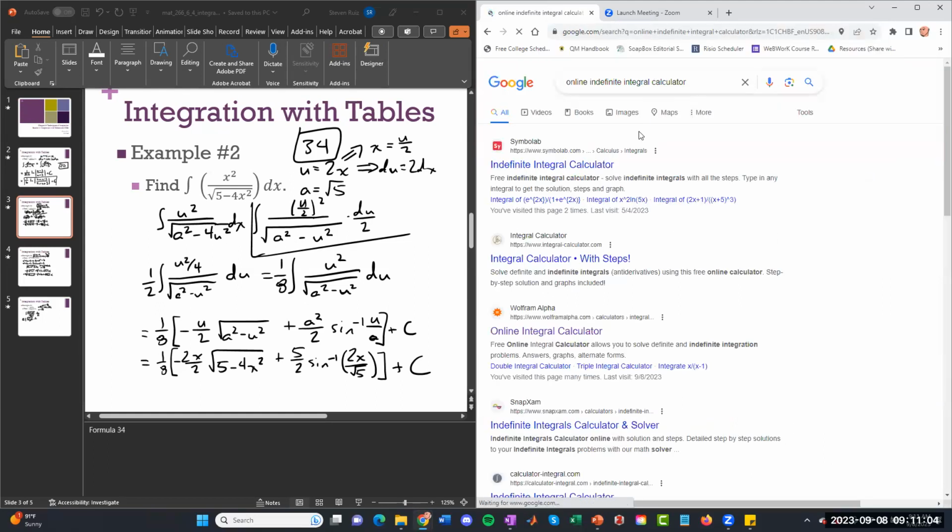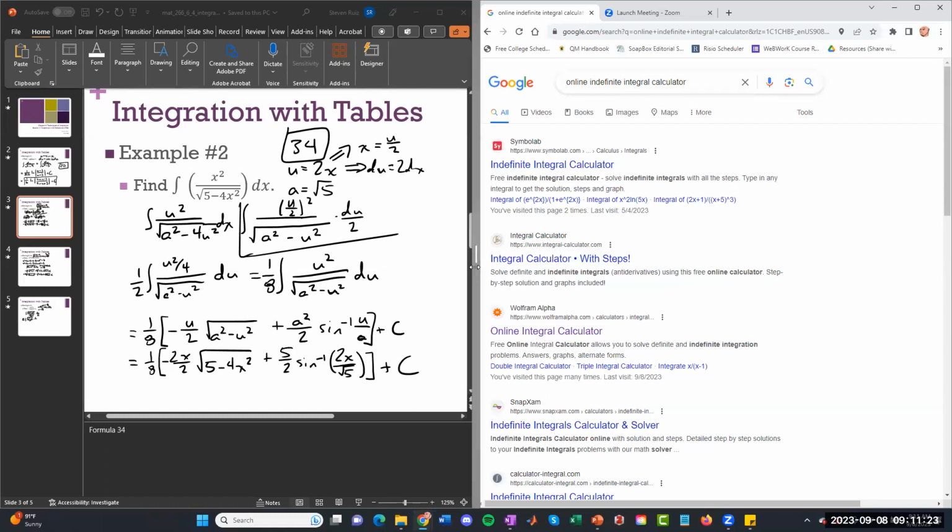Yeah, I think this is the one I always search for. Symbol Lab is another one that works well. I think Wolfram was probably the first one that existed, so it's the one that I've been using the longest, so I just keep using it. But I've used the Symbol Lab one before, and it works pretty well as well. But yeah, give that a shot.